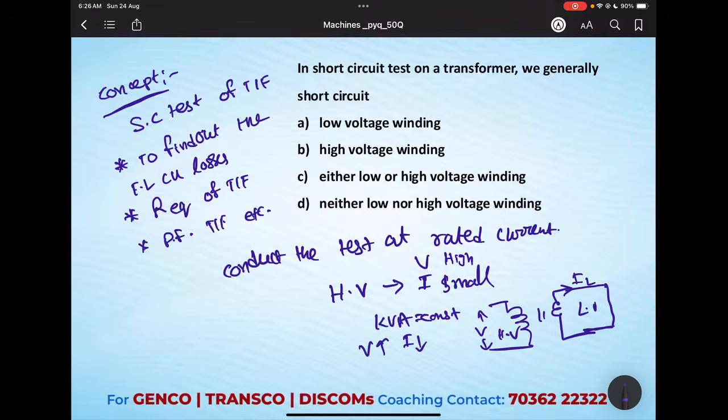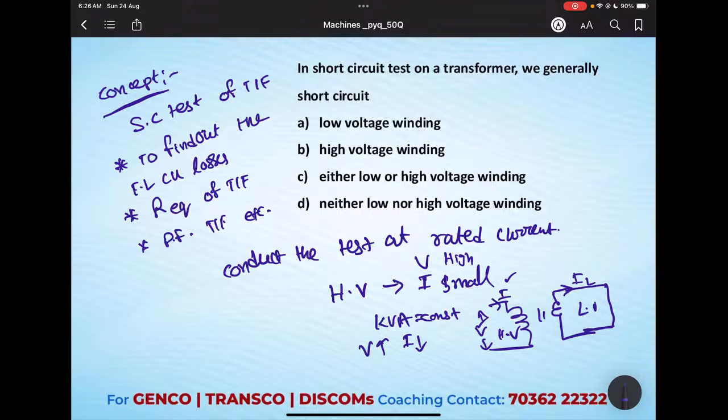And for the selection of meters to measure the voltage and current in the primary side, very small meters will be required. Why? Because we are applying only a part of rated voltage, and since it is an HV winding, current flowing in the primary side will also be less. So the wattmeter, voltmeter and ammeter we are going to use will have small ratings, and the energy wastage is also less.